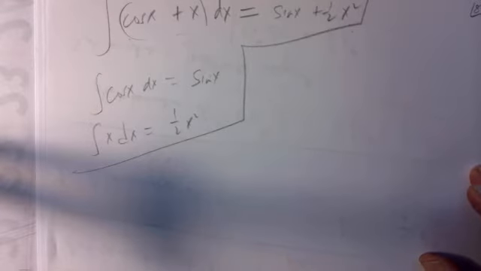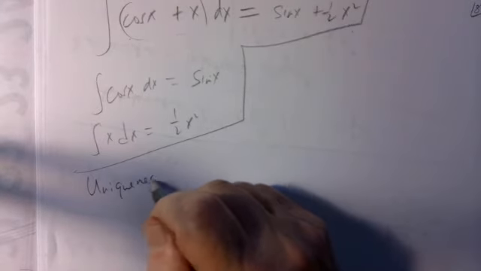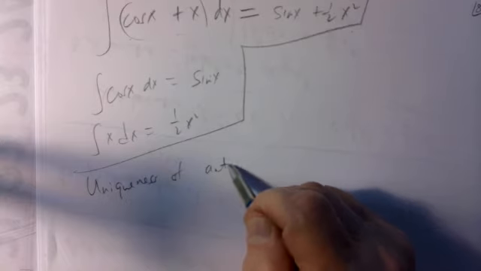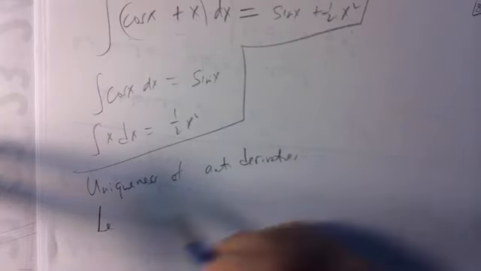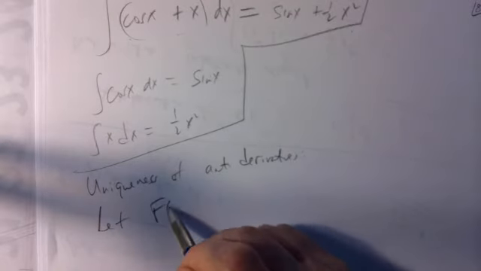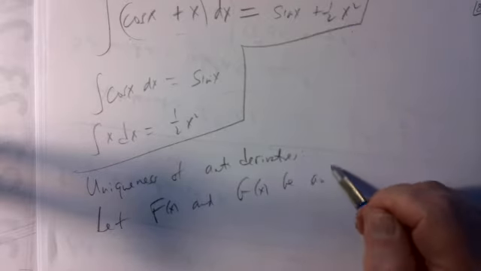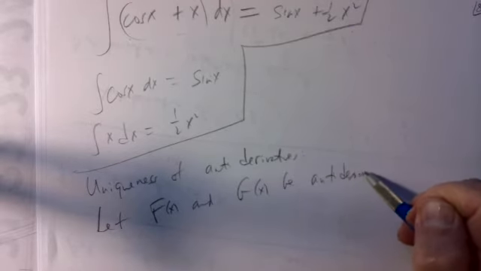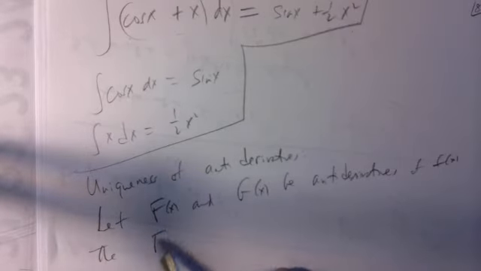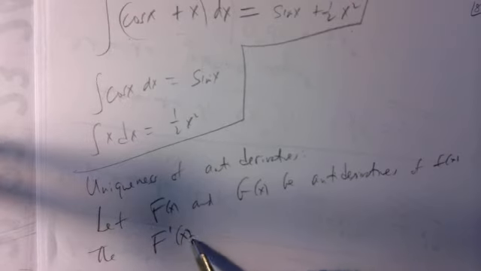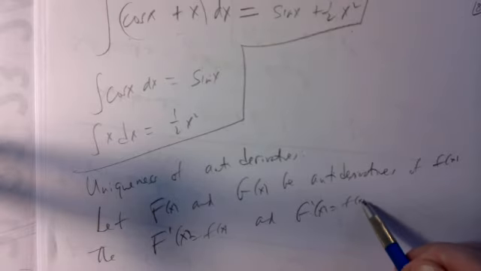Now, let me just say something about the uniqueness of antiderivatives. So suppose we have a function little f of x, and that capital F of x and capital G of x be antiderivatives of some function little f of x. So what that means is that if you differentiate F, F prime of x, you get little f of x. And if you differentiate G, G prime of x, you get little f of x.